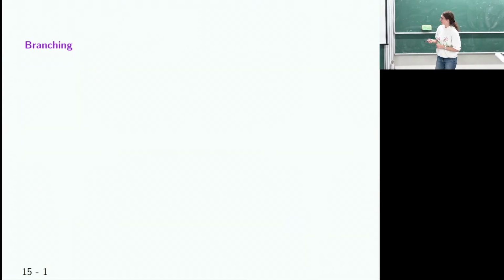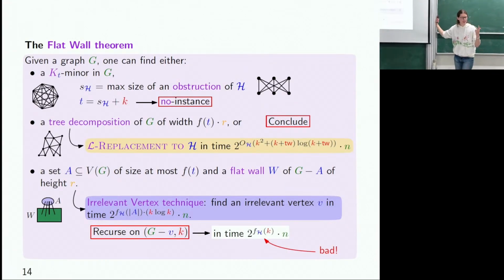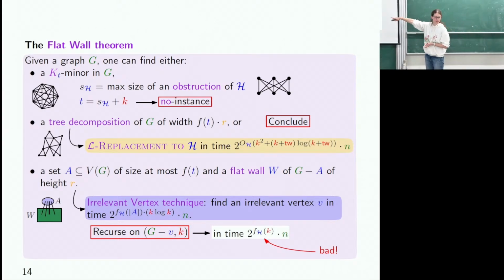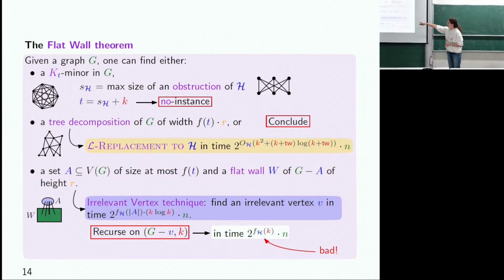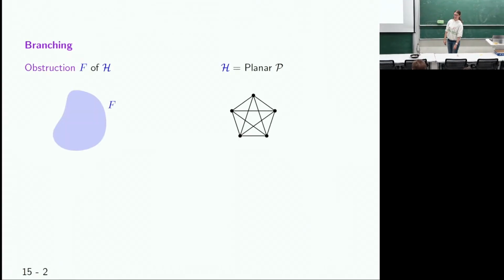So now to take care of the irrelevant vertex technique. The problem, if we remember, is that the apex set is too big, it depends on k, and that's why the irrelevant vertex technique has some bad function in k. So we will do branching. So what will we do exactly?